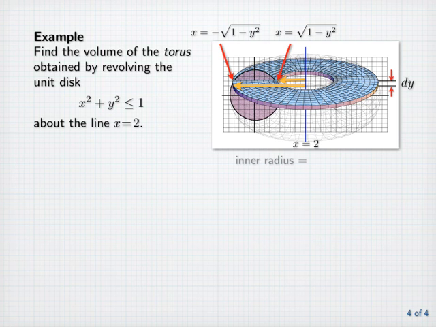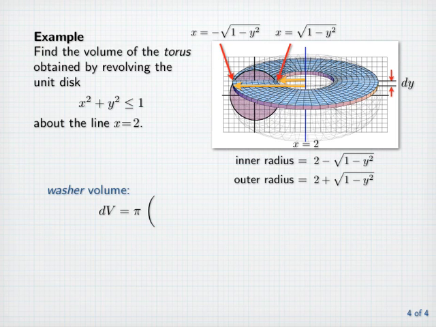So the inner radius is 2 minus the square root of 1 minus y squared, and the outer radius is 2 plus the square root of 1 minus y squared. Notice that it's important to be sure that you subtract in order to obtain the distance from the axis of rotation. So the volume of a typical washer is pi times the square of the outer radius minus the square of the inner radius, all times dy.